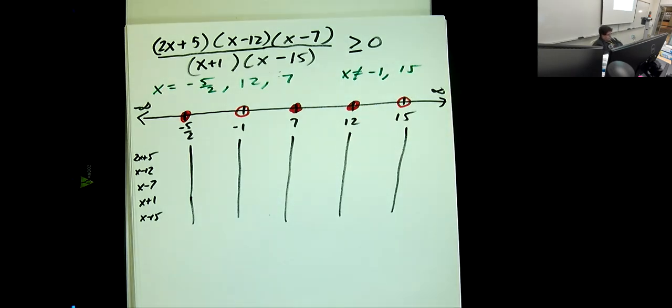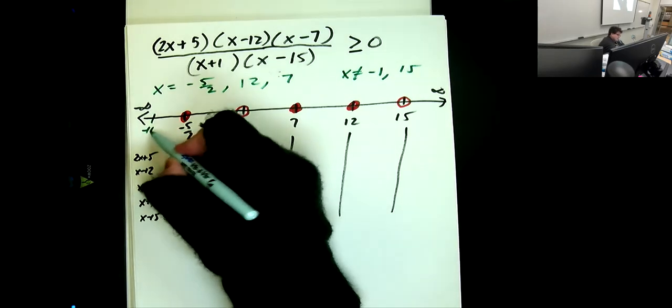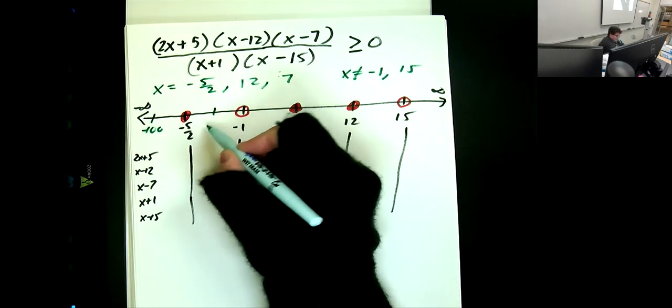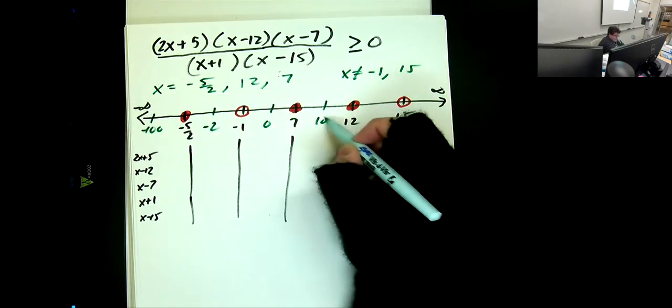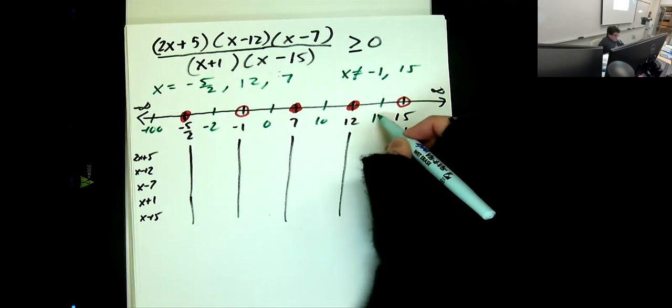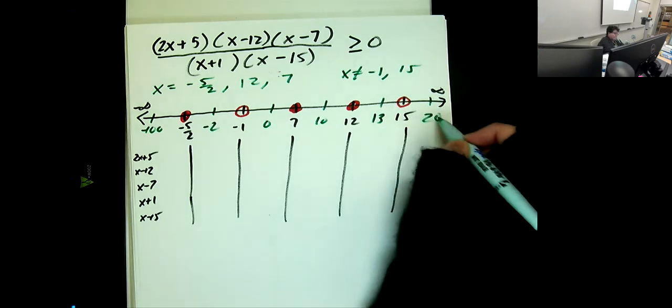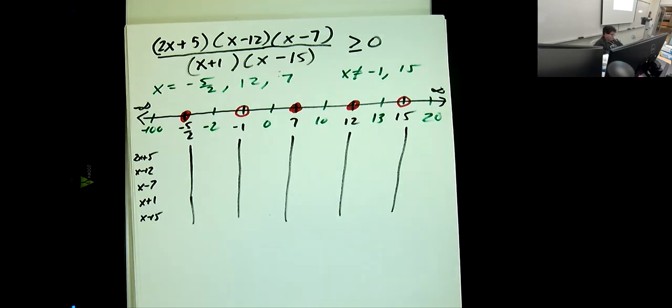And so now I'm just going to go through and let's pick some values from each region. Let's go -100, -2, 0, 10, 13, and 20. And now I'm going to start checking them.